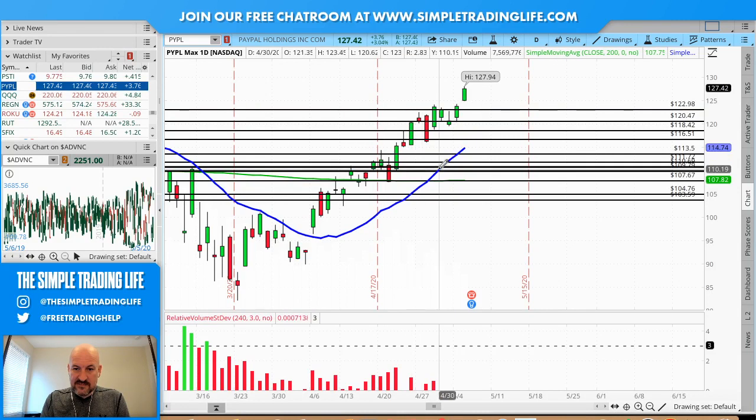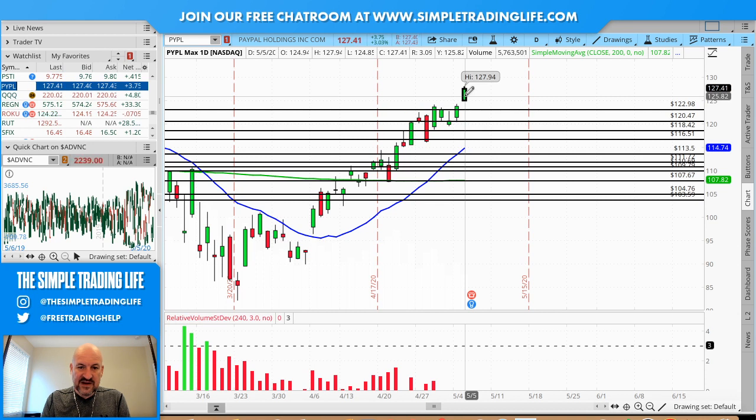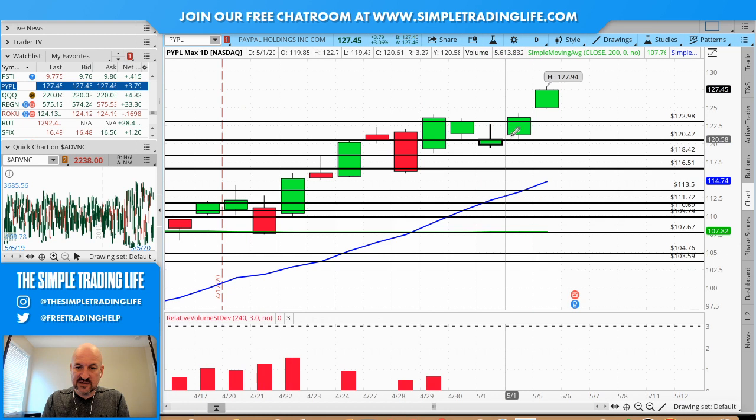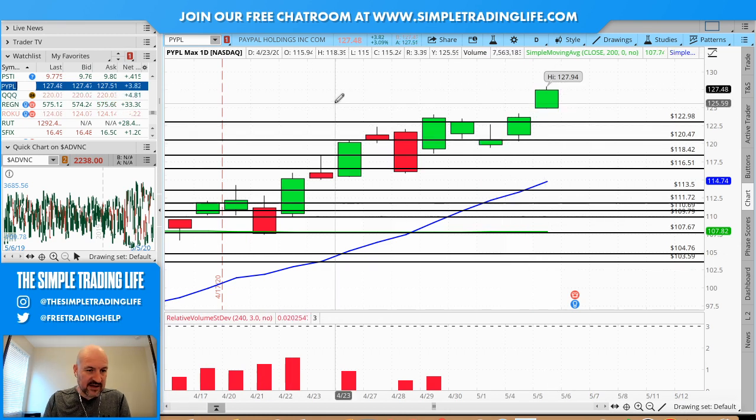All right, PayPal, not on our list, but still a good move. Still a good move today. Almost a $3 move if somebody would have taken it near the open for PayPal. I'll get a little bit closer so you can see better. Just a lot of strength there today, a lot of strength. Qs have been positive, which makes sense because the market's been positive.